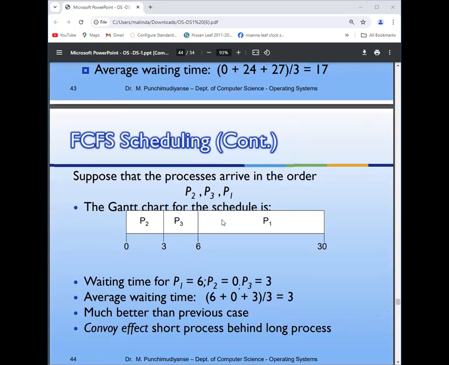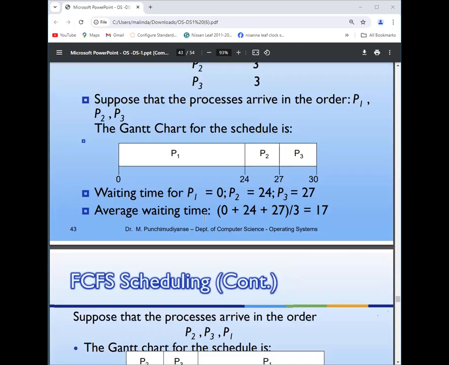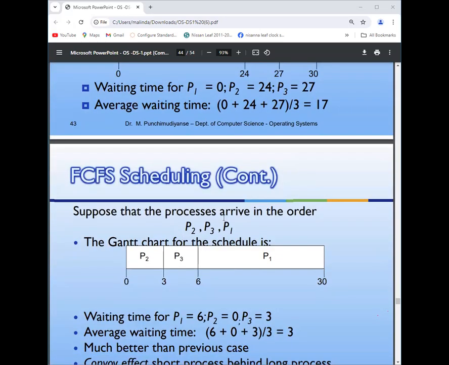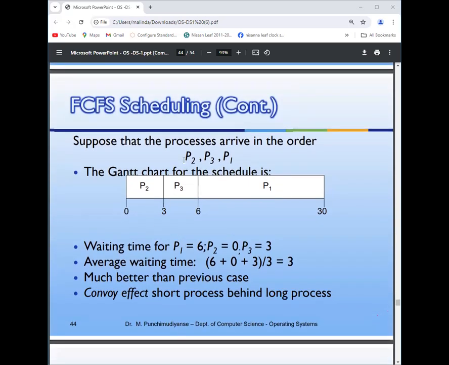Now, supposing the processes arrived in a different order. Earlier the order was P1, P2, P3. Now, supposing that the order is different: P2 came first, P3 came second, and P1 came last. So the Gantt chart will then be like this. P2's time is 3 milliseconds. Then P3's time is another 3 milliseconds. And P1's time is 24 milliseconds. It will be given at the end, right?